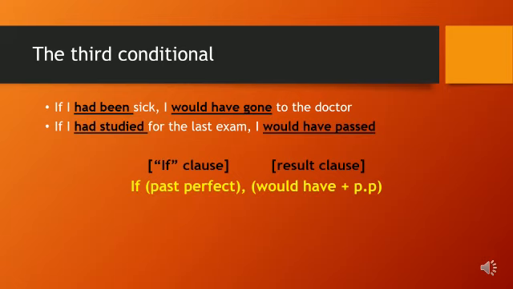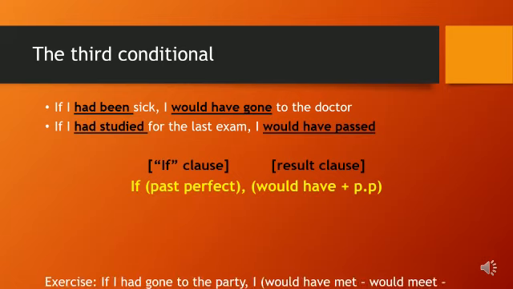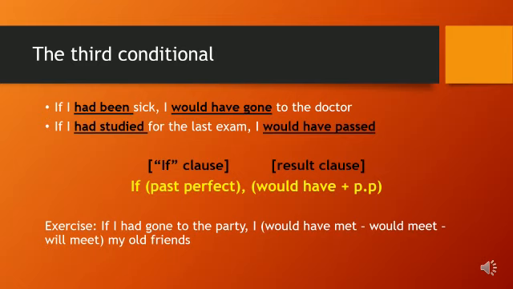Now let's do an exercise to see if we have got the rule or not. Choose: if I had gone to the party, I would have met, I would meet, I will meet my old friends. Let's look at the if clause, which is past perfect, had and past participle. So the answer will be would have and past participle because it is the third conditional. So the answer is would have met. It means that I didn't go to the party, so I didn't meet my old friends. I regret it.